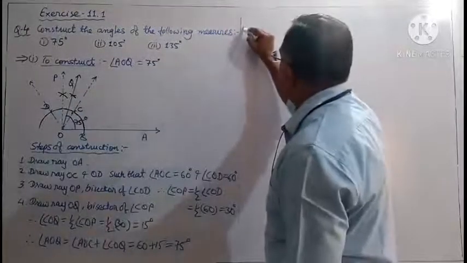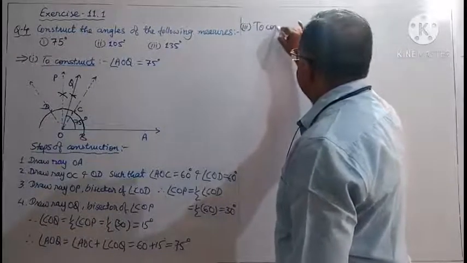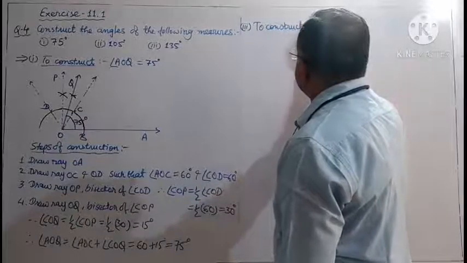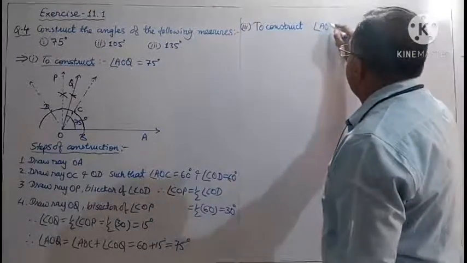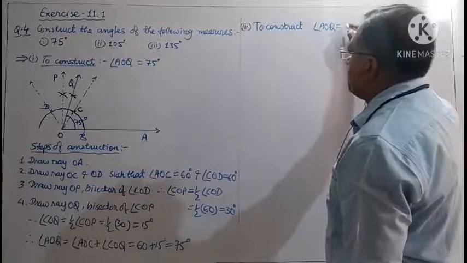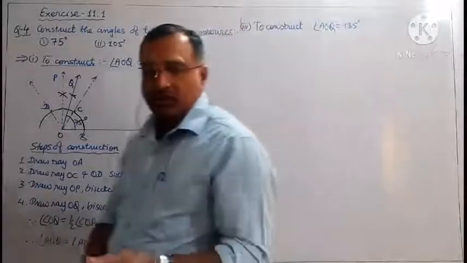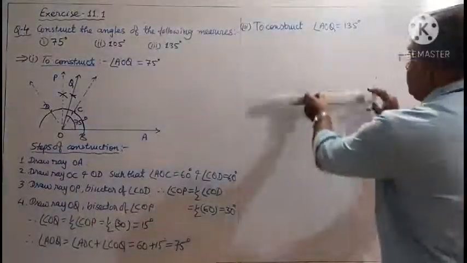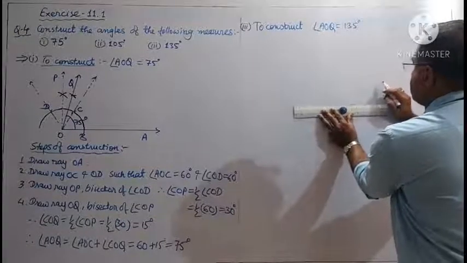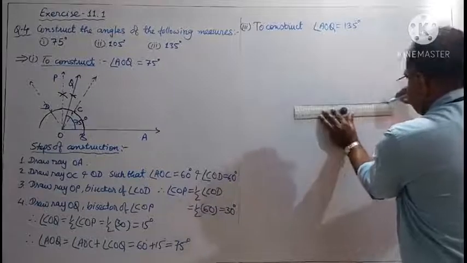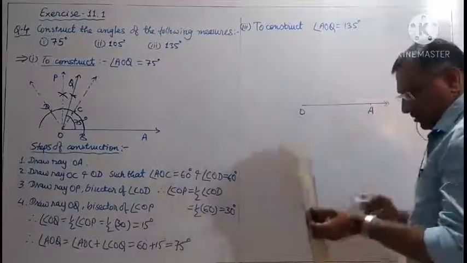Now next, the third one is to construct angle AOQ equal to 135 degrees. So for this, first of all, let us draw ray OA. Here ray OA is constructed.